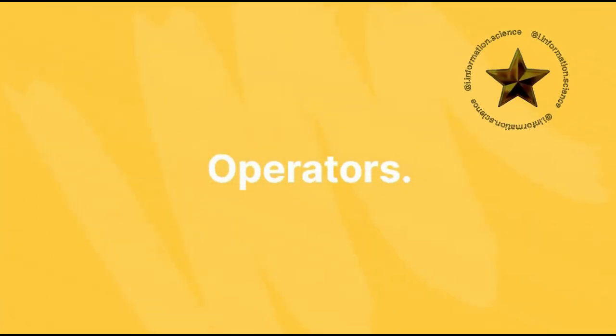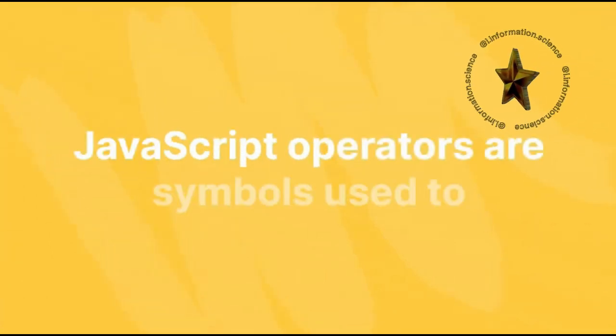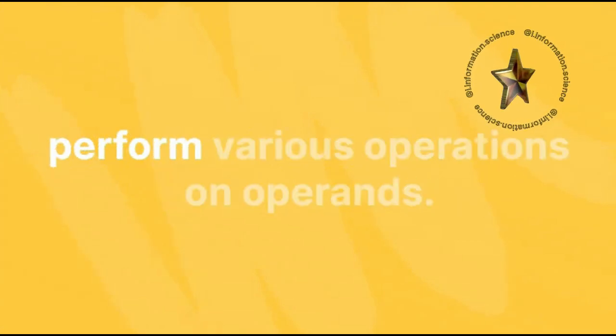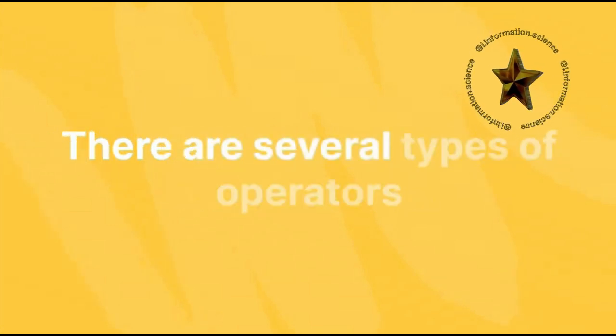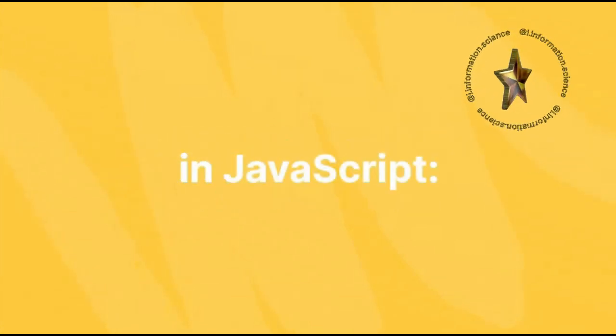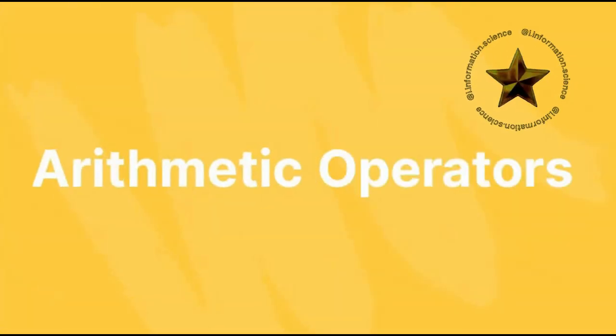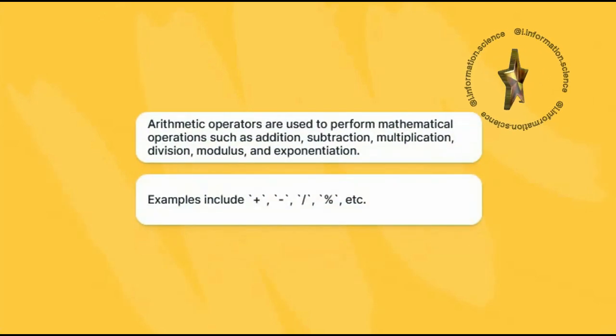Operators. JavaScript operators are symbols used to perform various operations on operands. There are several types of operators in JavaScript. Arithmetic operators. Arithmetic operators are used to perform mathematical operations such as addition, subtraction, multiplication, division, modulus, and exponentiation. Examples include plus, percent, etc.